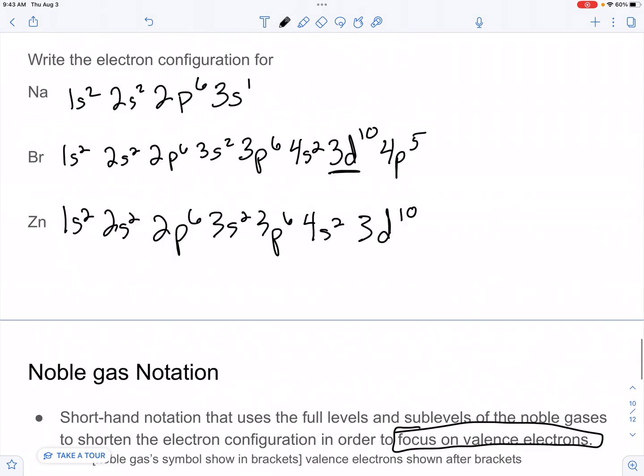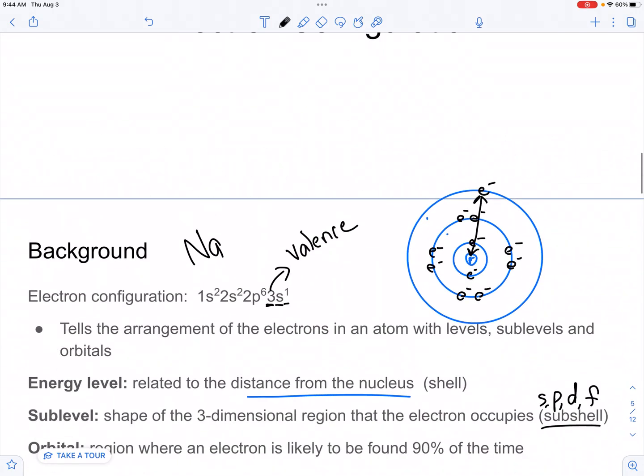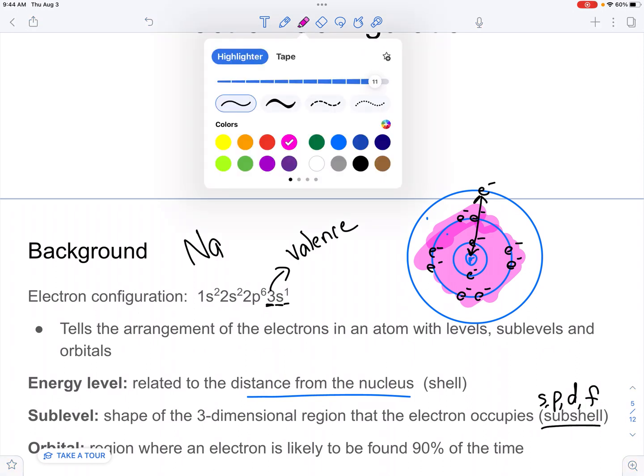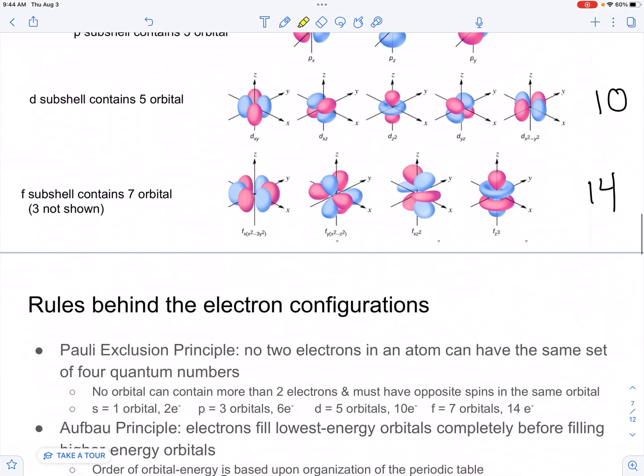All right, the core electrons are, if I go back to my model, there's my model. The core electrons are everything inside here. Those don't really participate in bonding, except there are some situations where they do, and we'll deal with that. Actually, we don't deal with that at all in this class, but they can. But what's going to participate in bonding are the valence electrons. And so that's why we write the noble gas configuration, so we can just focus on those valence electrons.